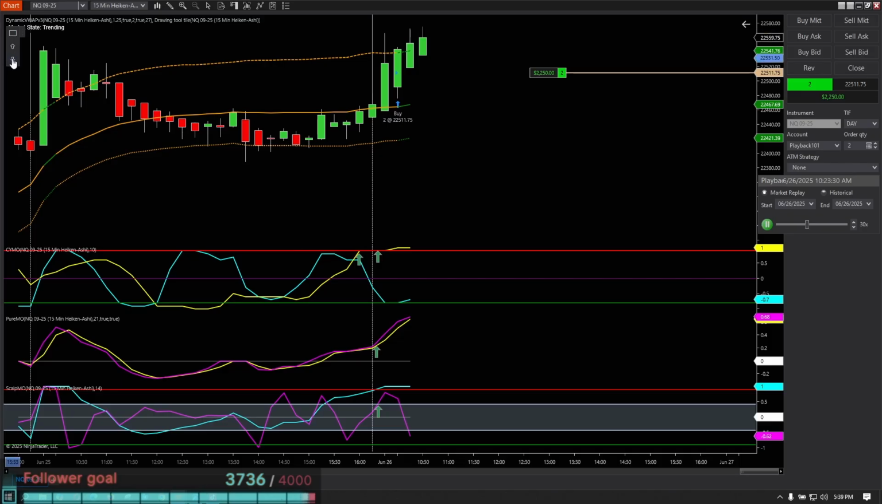this is exactly where you would have gotten out of this particular move, right there. The moment that this purple line came down below the zero line, this is where you would have scalped that to exit your trade.